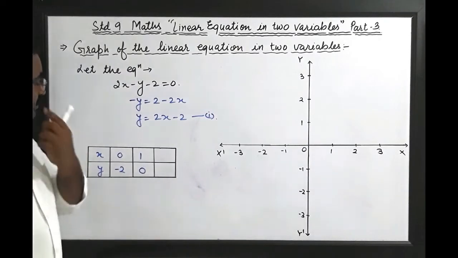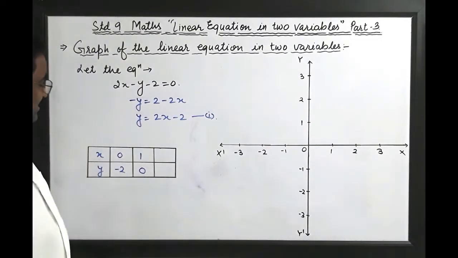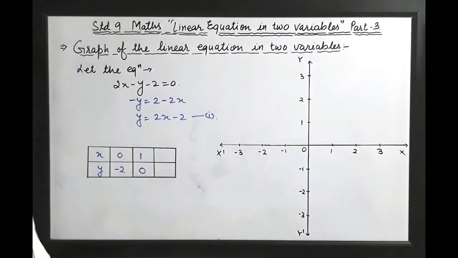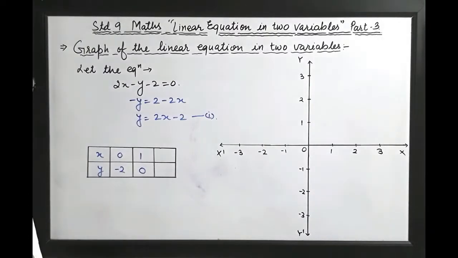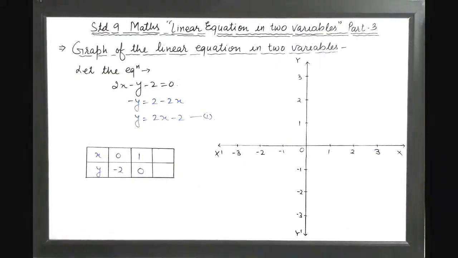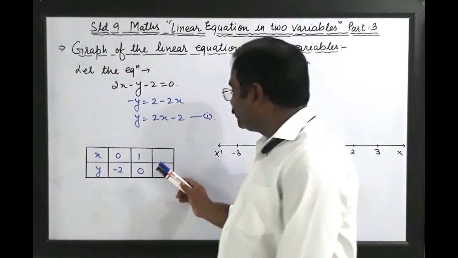Right? Now, what we have to do? We have to take x is equals to 0. We have taken x is equals to 1. Now we are going to take x is equals to 2. Now we are going to find out the third solution of this equation.